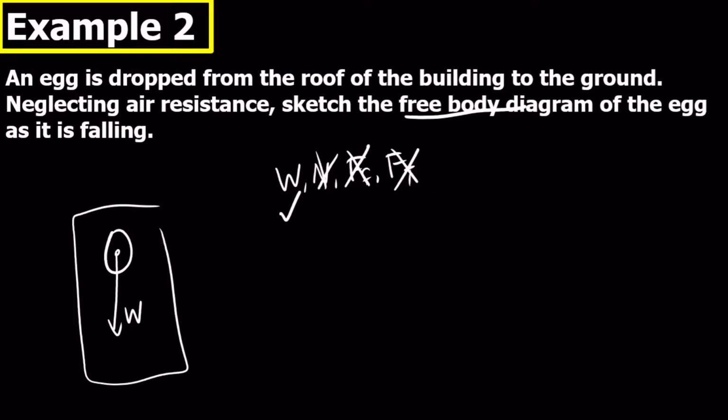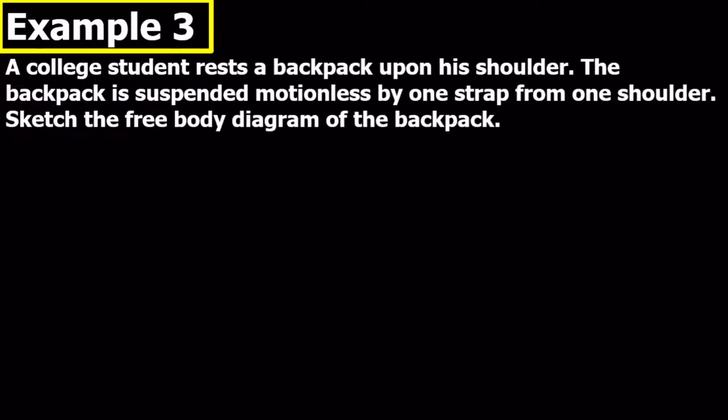Now let's look at the next example. Example 3: a college student rests a backpack upon his shoulder. The backpack is suspended motionless by one strap from one shoulder. Sketch the free body diagram of the backpack.